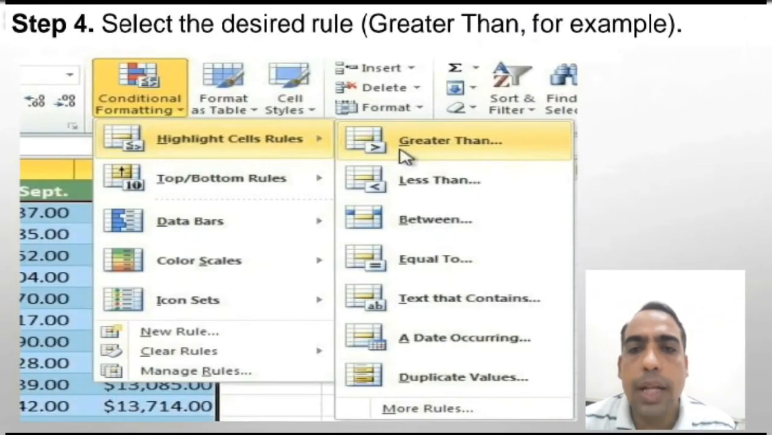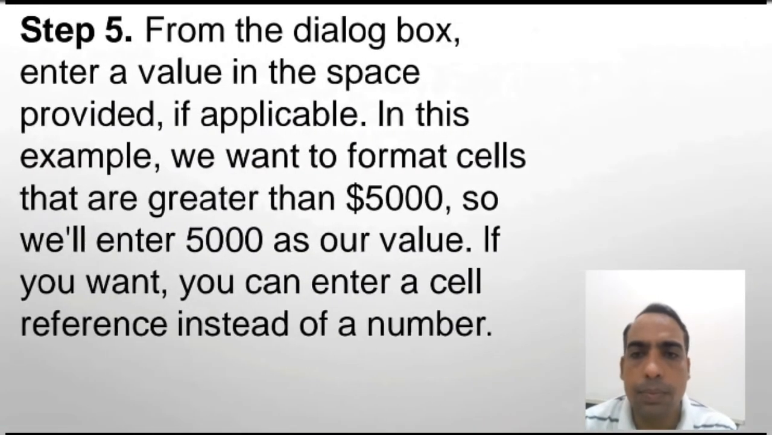Step 4. Select the desired rule. We have selected the Greater Than rule. Step 5. From the dialog box, enter a value in the space provided, if applicable. In this example, we want to format cells that are greater than $5,000. So we will enter 5,000 as a value. If you want, you can enter a cell reference instead of a number.